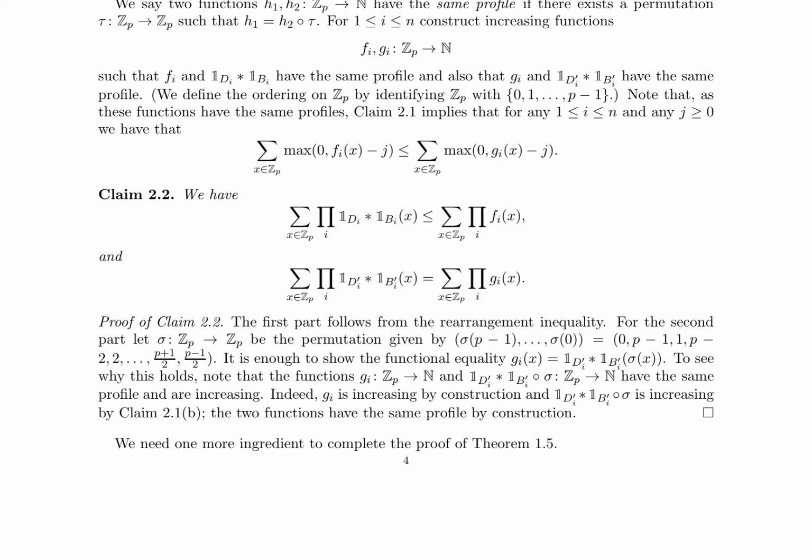Claim 2.2 consists of 2 parts. The first part states that the summation of the product over i and x in Z_p is less than or equal to the summation of the product of phi(x) over i and x in Z_p, where phi is an increasing function with the same profile as the original.